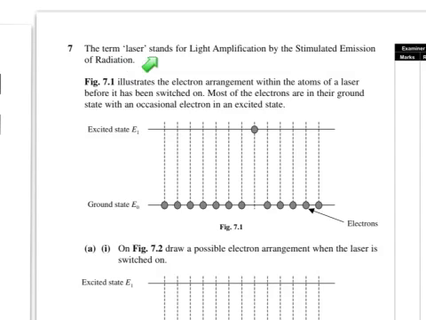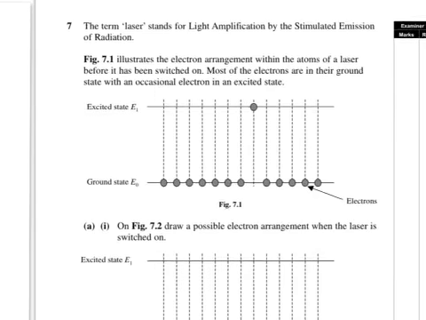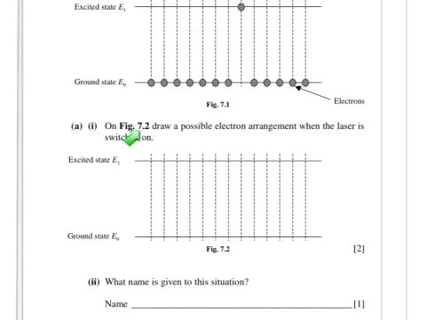The term laser stands for light amplification by stimulated emission of radiation. Figure 7.1 illustrates the electron arrangement within the atom of a laser before it has been switched on. Most of the electrons are in their ground state, with an occasional electron in excited state. So here's your ground state level, here's excited state level, and there's just one of those electrons up at the excited state level. On figure 7.2, draw a possible electron arrangement when the laser is switched on.